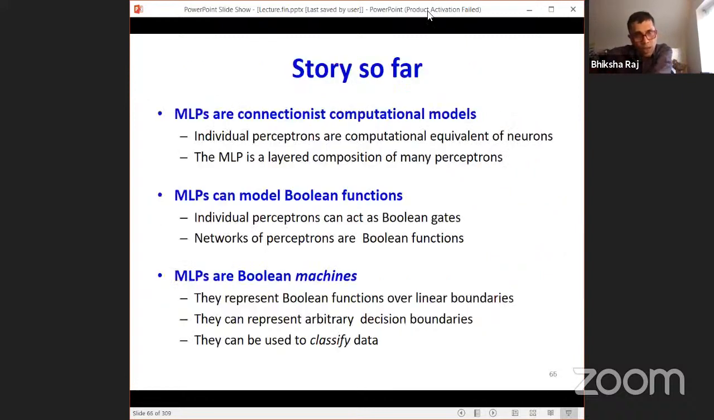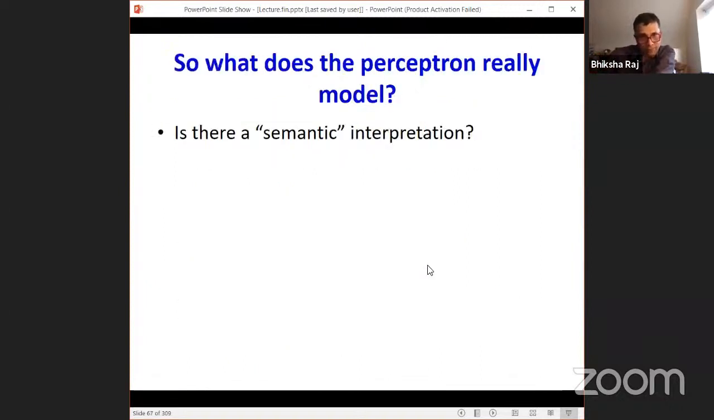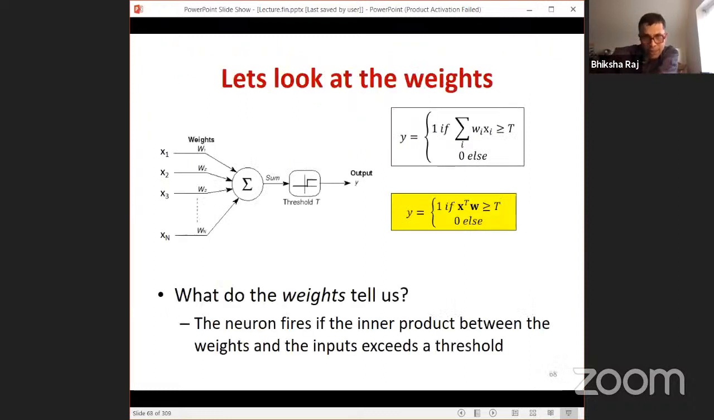And we know how it can do it, right? And so adding to the story that MLPs are connectionist computational models and can model Boolean functions, we see that they are Boolean machines. They can represent Boolean functions over linear boundaries. They can represent arbitrary decision boundaries, and they can be used to classify data. So given all this, what does the perceptron really model? Is there a semantic interpretation to what it actually models?